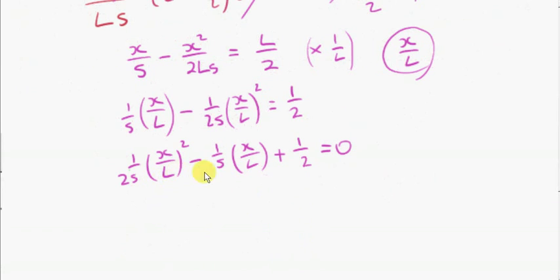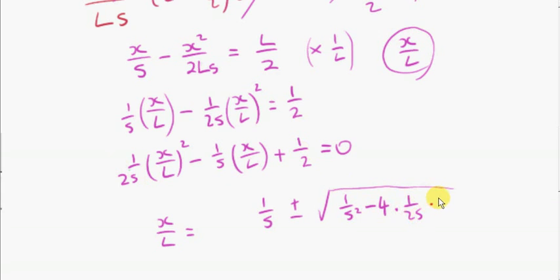Now of course you don't have to do it this way. We could have just got an equation in X, a quadratic in X, and solved it. Here I have a quadratic equation in X over L. So the solution is X over L equals minus b, that's the coefficient of X over L. It's minus 1 over S, or 1 over S, plus or minus the square root of b squared. That's minus 1 over S squared. Minus 1 over S times minus 1 over S is 1 over S squared. That's the b squared. Then minus 4 times a, which is 1 over 2S, times c, which is a half.